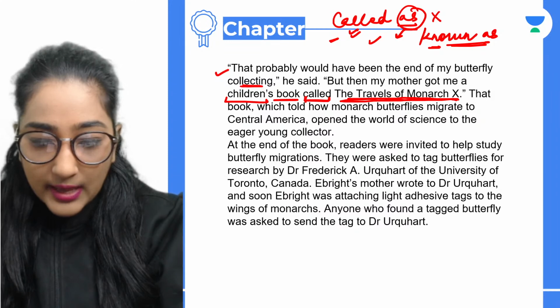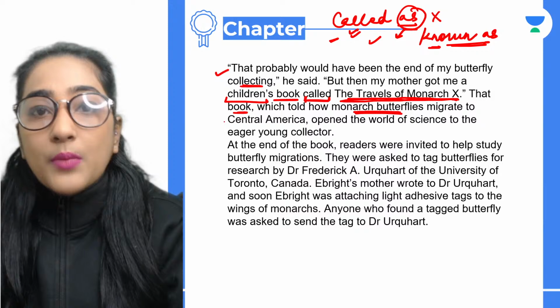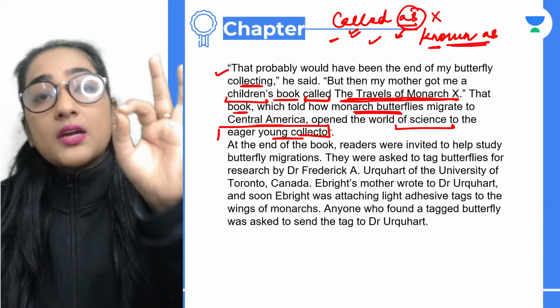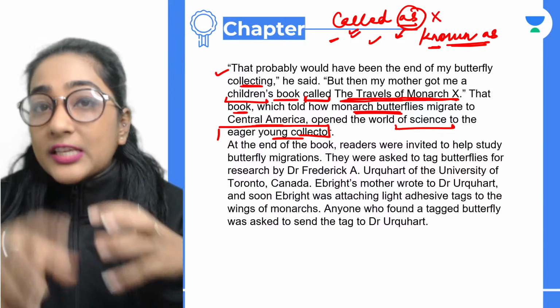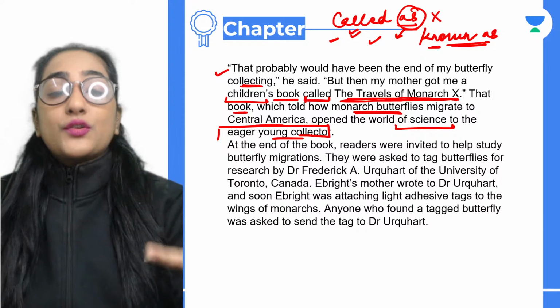Making sense? So he says that book which told how monarch butterfly, one of the species we are talking about here, migrate to Central America, opened the world of science to the eager young collector. So who is the eager young collector here? Here eager young collector is Richard Ebright. Okay, so now that book, The Travels of Monarch 10, basically talks about how this very species of butterfly got migrated to Central America. Okay, so now that book just basically fired his curiosity more, wherein he wanted to now know more.